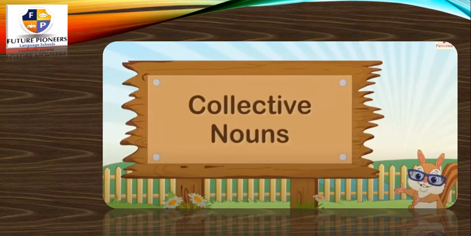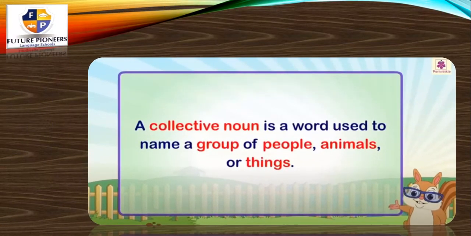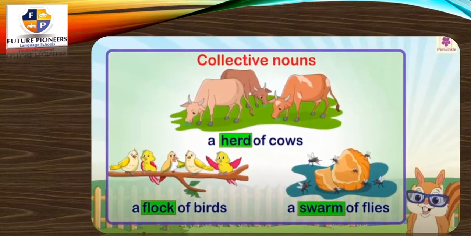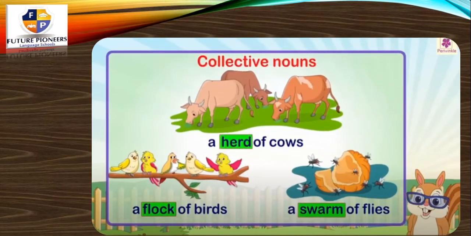Another lesson, which is collective nouns. We're done with singular and plural, and now collective nouns. What are collective nouns? A collective noun is a word used to name a group of people, animals, or things. Let's see examples. A herd of cows. When we want to name a group of cows, we are going to use a herd of cows.